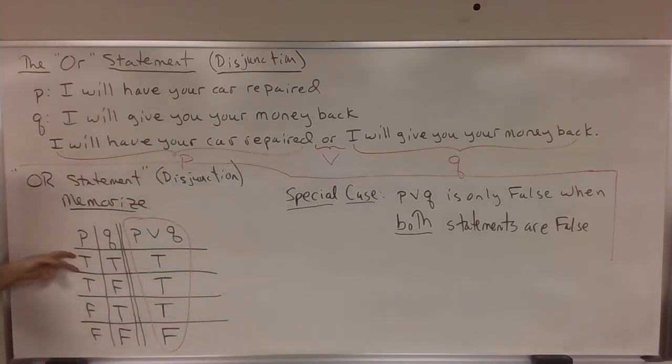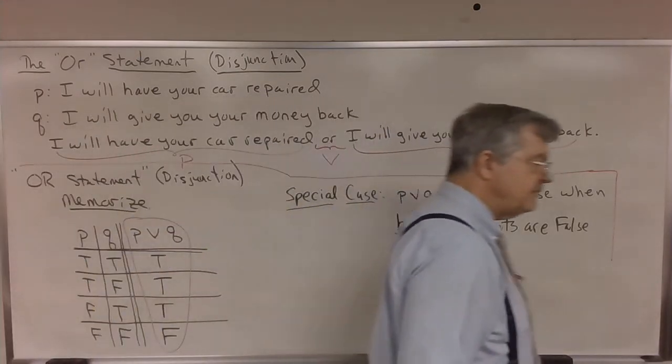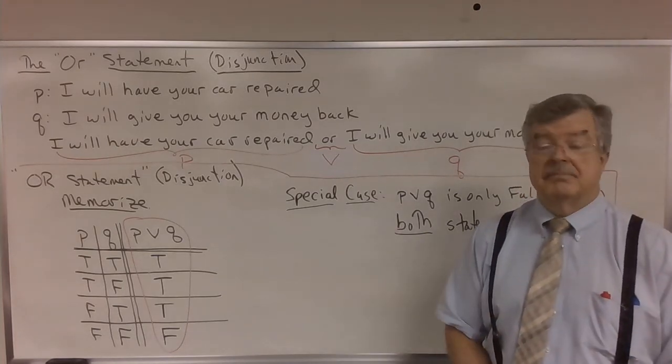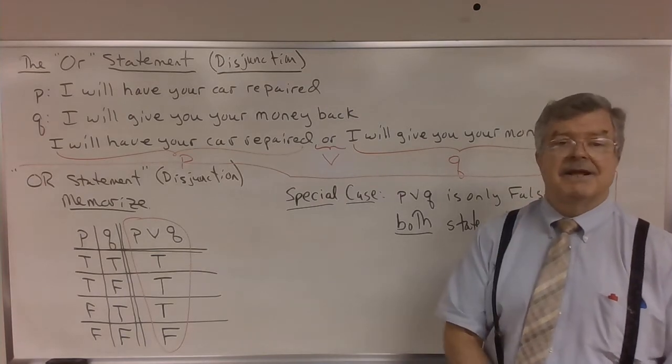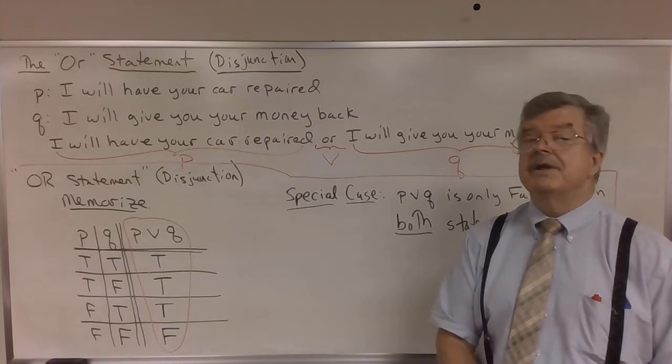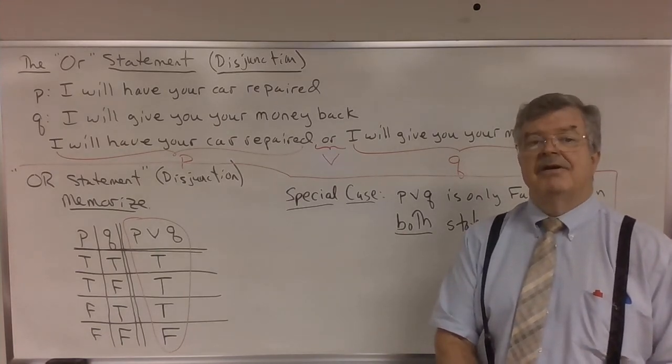So the way to remember a truth table for an or statement, the only time an or statement is false is when both statements are false. Well, it's easy to fill in the rest of the table. It's true all the rest of the time. Okay, so we have our ors completed. We have our ands completed. And we have our if-thens completed. And we know the special case for each of them.